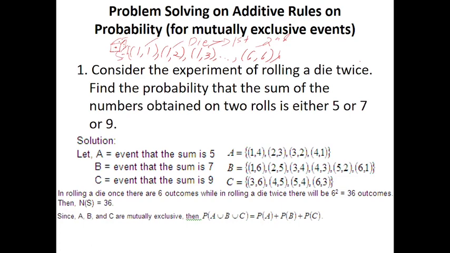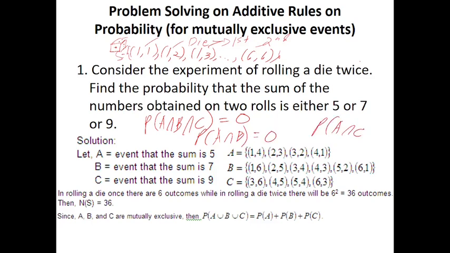No? Wala na yung, kasi ang probability na A intersection B intersection C is 0. Hindi naman pwede na ang sum ay 5 na, 7 pa, at 9 pa. Hindi. They are mutually exclusive. Ganon din dito. 0 din yan. Ganon din dito. No? So, 0 lahat yan. Ganon din dito. 0. Kaya, add mo lahat yan. Okay? So, I hope you get it. No? So, this is true for mutually exclusive events.